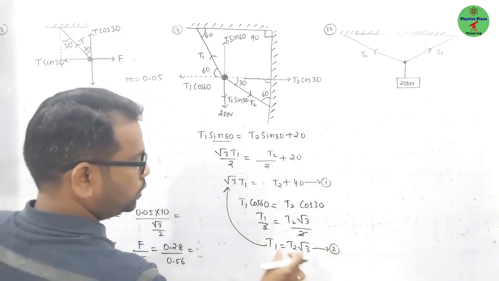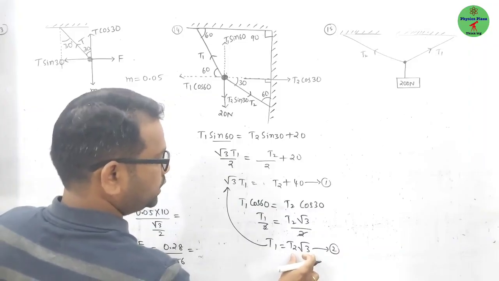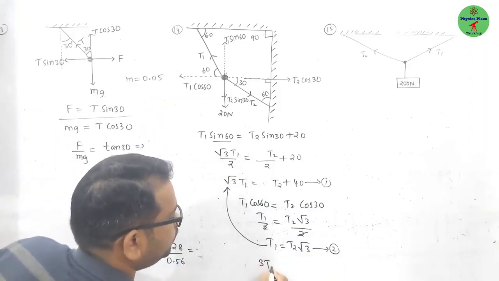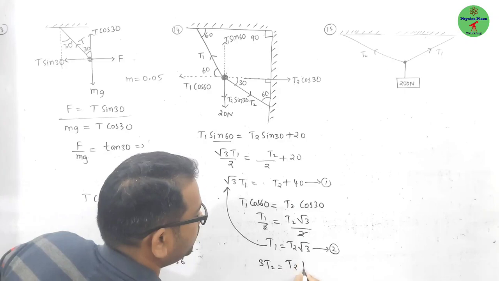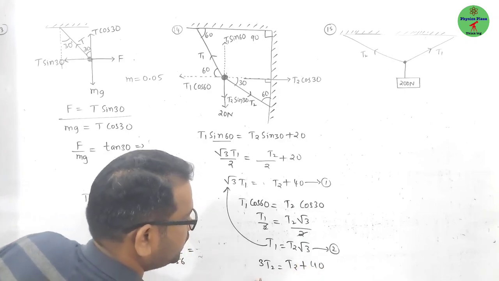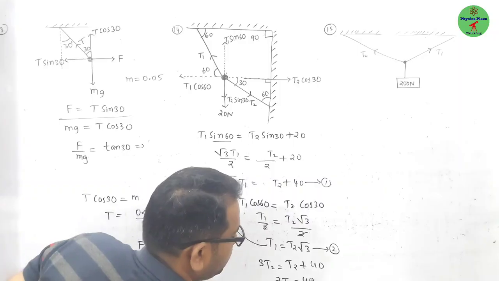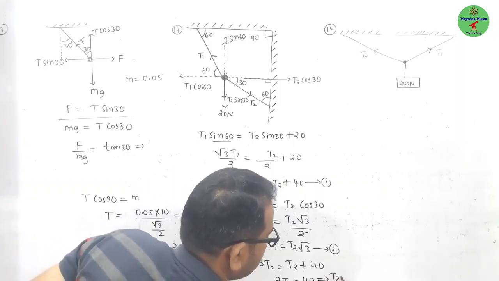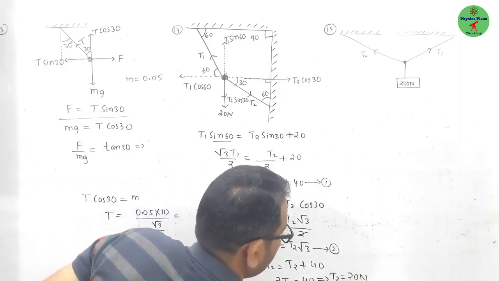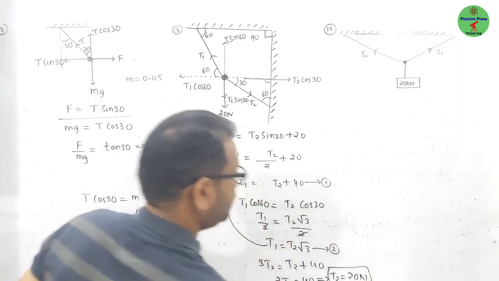So root 3 into T2 root 3, so 3 T2 is equal to T2 plus 40. If you bring this side, 3 T2 minus T2 will be 2 T2 is equal to 40. So from this, T2 is equal to 20 Newton.